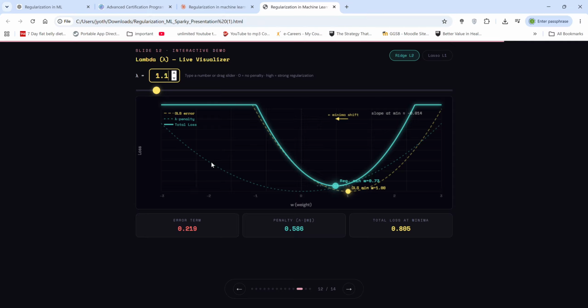So what does it say? As the lambda increases, the model also shrinks. That means the coefficient or the slope shrinks. What does it mean? Shrinking means, for example, it has an effect.